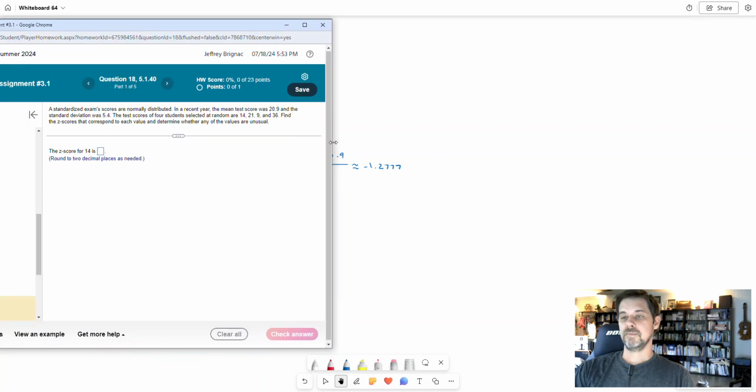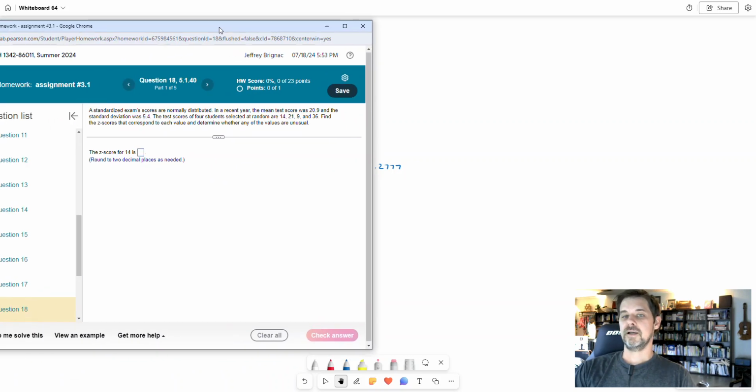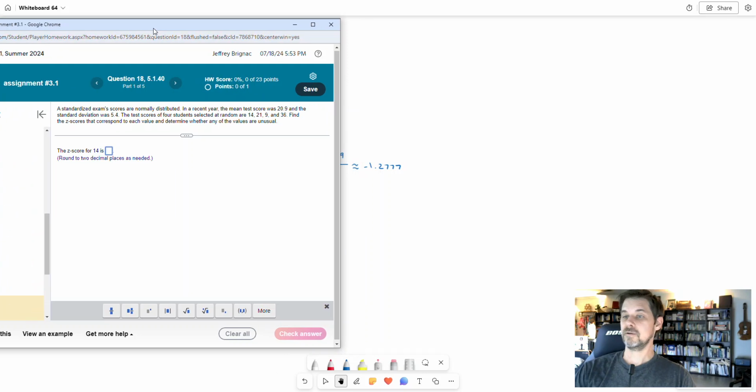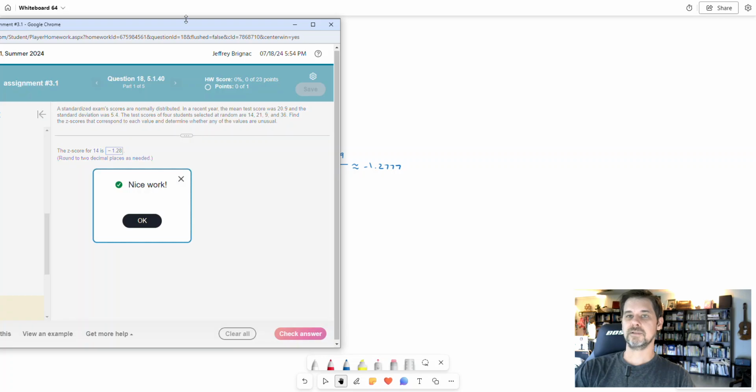Now this number takes some rounding, and I noticed that the question says round to 2 decimal places. So if I get negative 1.277, rounding that to 2 decimal places, I have to round the second digit after the decimal up to an 8. So 1.28 to 2 decimal places. Negative 1.28. There's my z-score for that first data value.